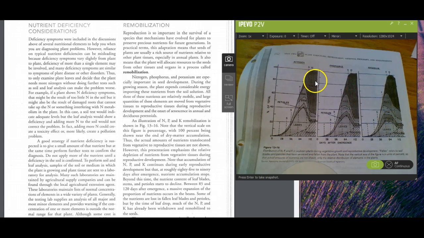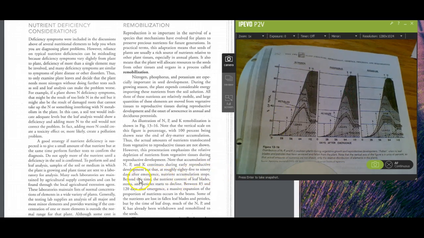Okay, and it levels off. After 85 days after emergence, just about all the way, it stops rising, and so there's no more accumulation. And then after that, we see that the nutrient content of the leaves, stems, and petioles starts to decline, because they're highest here, and then they all start going down.